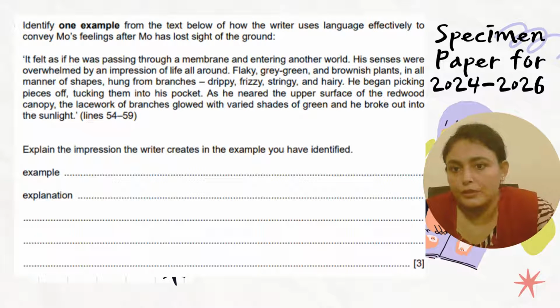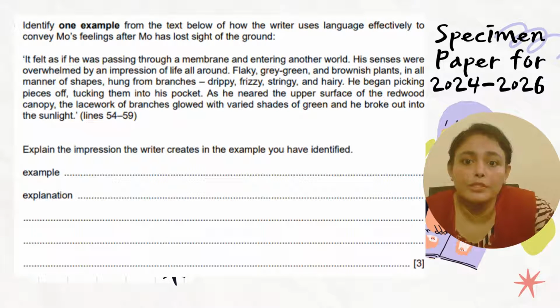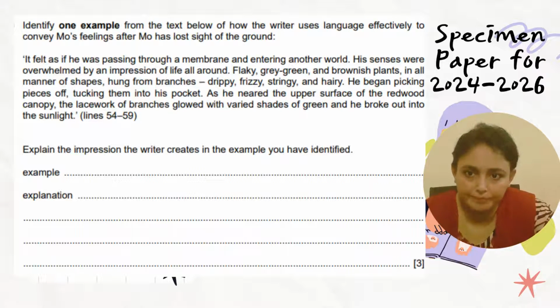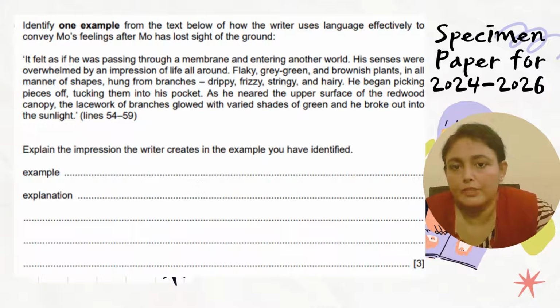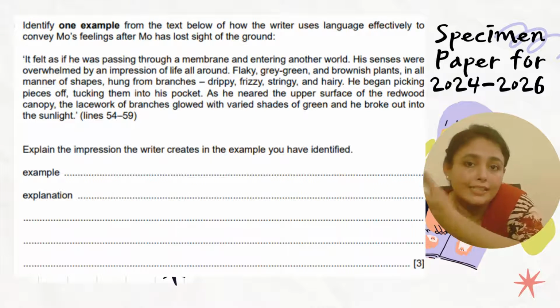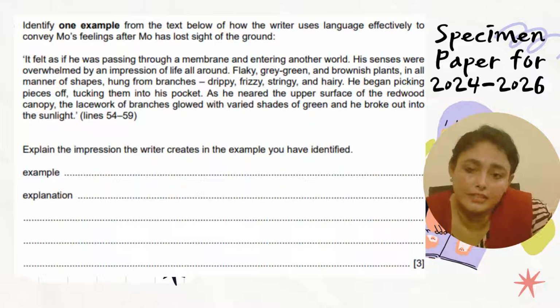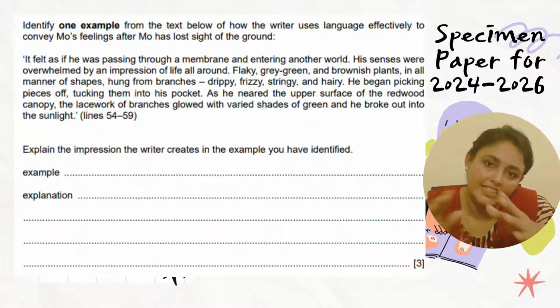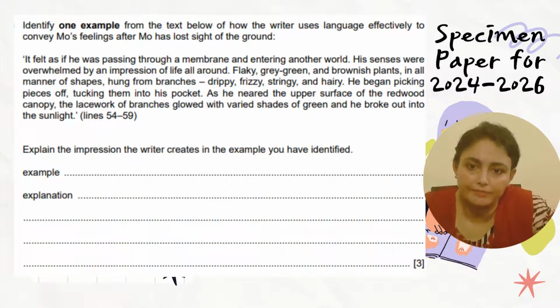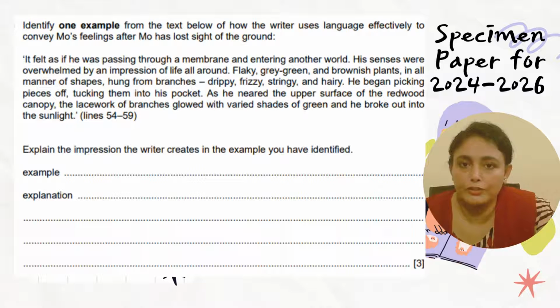What you have to zero in on here is Mo's feelings after Mo has lost sight of the ground. It means he is elevated, and we have to use only one sentence over here. We have to identify one sentence which is skillfully used by the writer to convey his feeling. Now you will notice that this entire passage is about the feelings. We will be picking up the example which is beefy enough to give us the material, to help us produce the material. So let's start then.